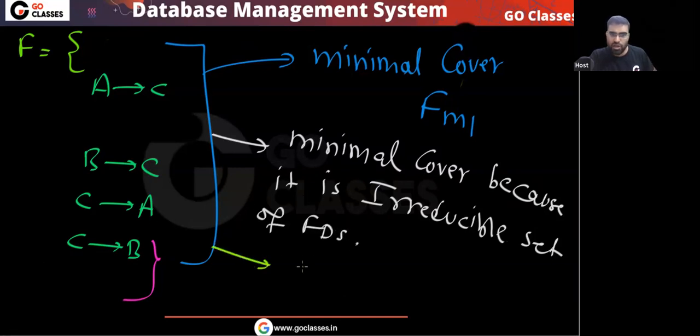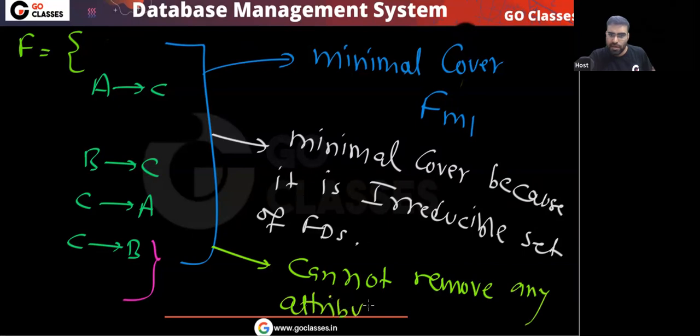We cannot remove any attribute or FD. Is this clear? Please tell me, understood? We cannot remove any attribute or FD. So this is your minimal cover 1.